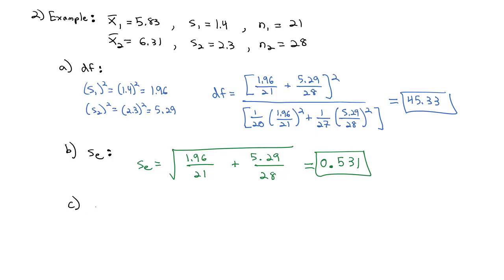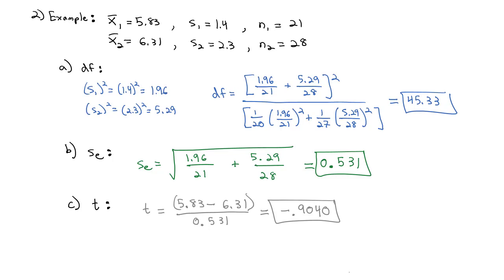The other value that we want to calculate is the test statistic t. T, we said, was equal to the first mean, which is 5.83, minus the second mean, which is 6.31, divided by the standard error, which is 0.531. Being careful of parentheses around the numerator on your calculator, you should get negative 0.9040 for the test statistic.